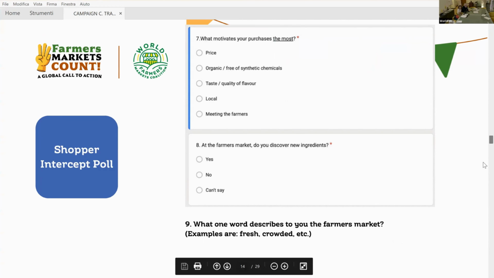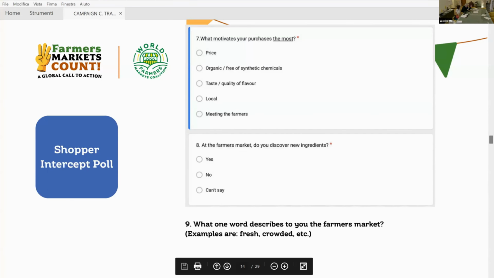What motivates your purchase the most? And I suspect you have done some studies like this in your own market, to try and understand why do they come? What are they looking for? Are they looking for price, like the farmer's market is cheaper? Are they looking for organic or sustainable or products that are natural? And we keep that fairly wide open. We're not saying certified organic, but essentially green and clean products.